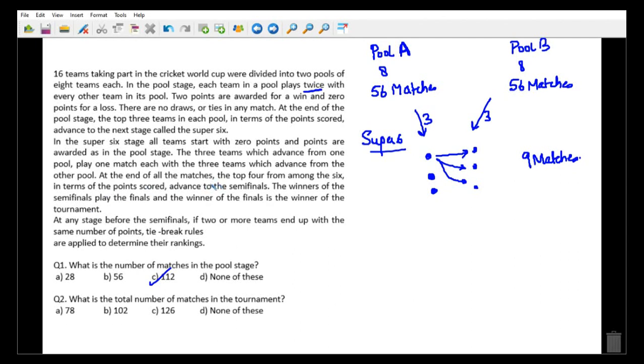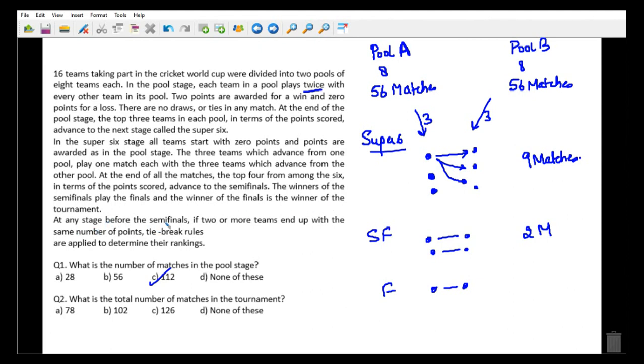At the end of all the matches, the top 4 from among the 6 in terms of the points scored advance to the semi-finals. So we have the semi-final stage in which I have 4 teams. So we are going to have 2 matches over here. The winners of the semi-finals play the finals. In the final match, we are going to have one match. The winner of this will play in the finals. And the winner of the finals is the winner of the tournament.